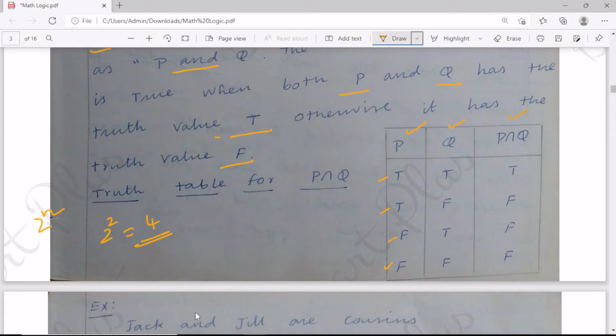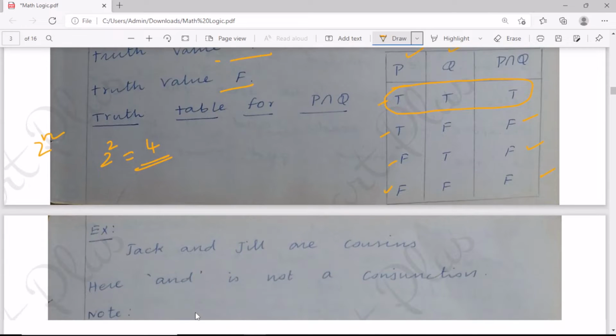Now let me have a look at the truth values of P and Q. That is, true and true is true. True and false is false. False and true is false. False and false is false. So this is true only when both the variables P and Q are true.